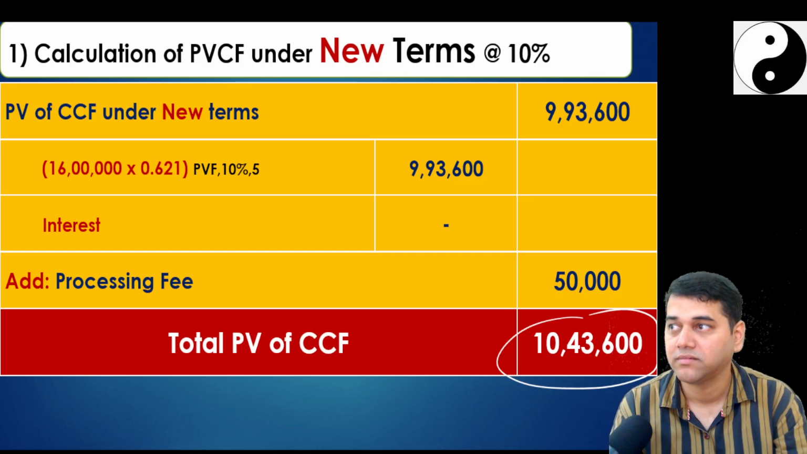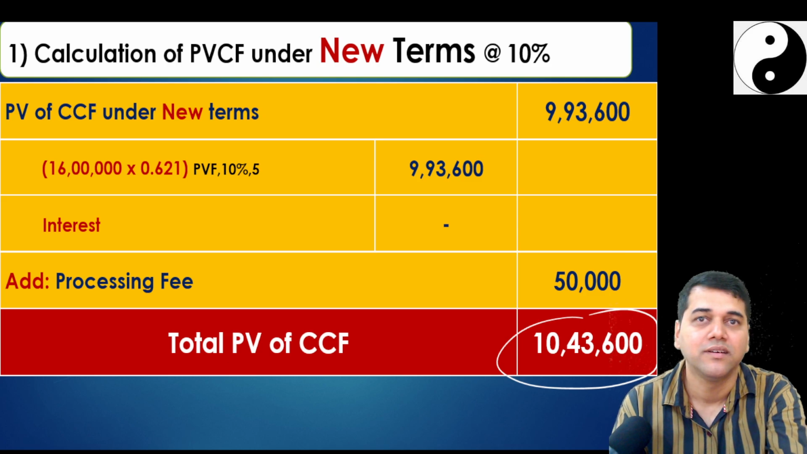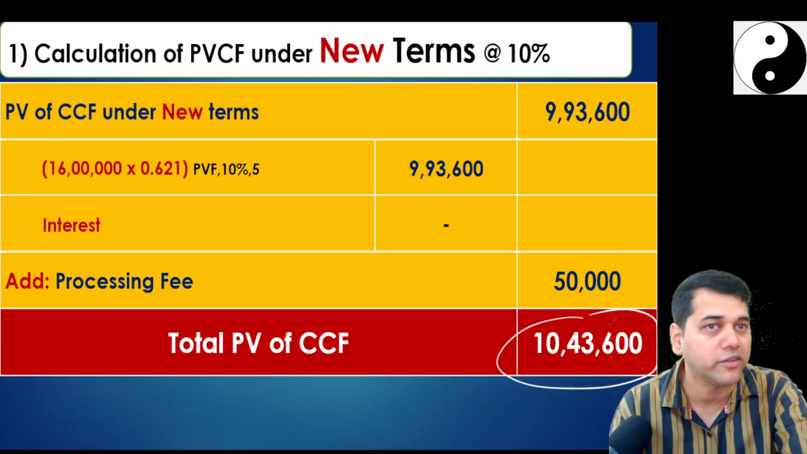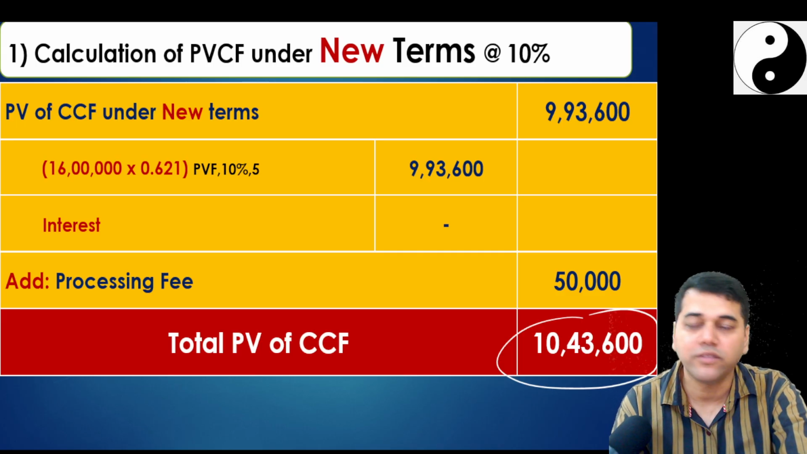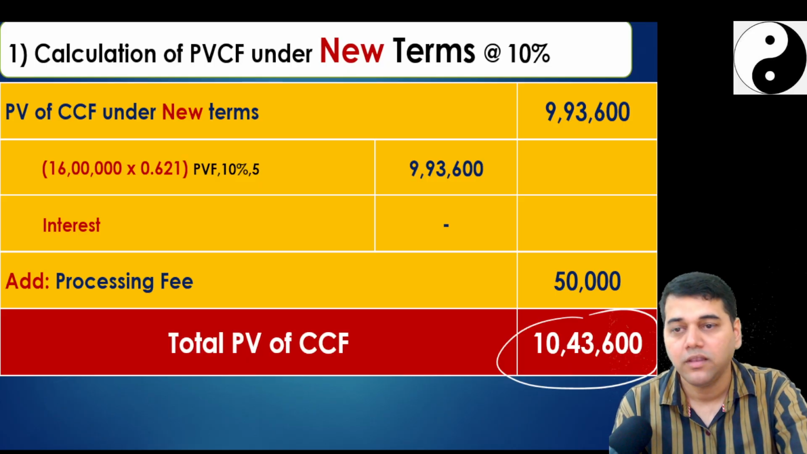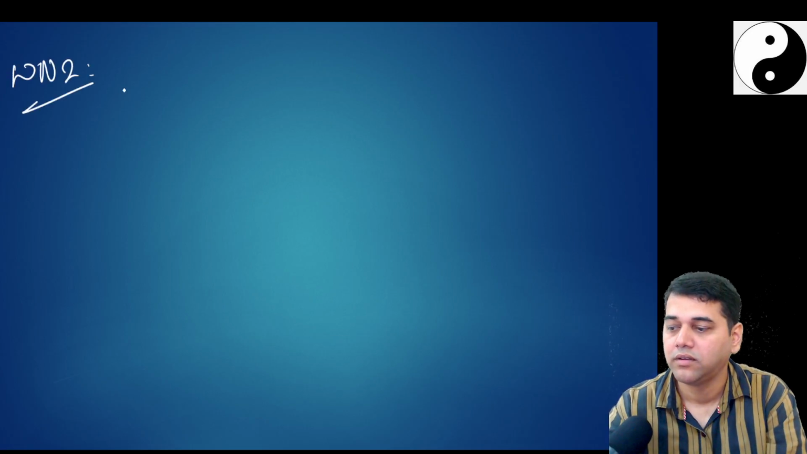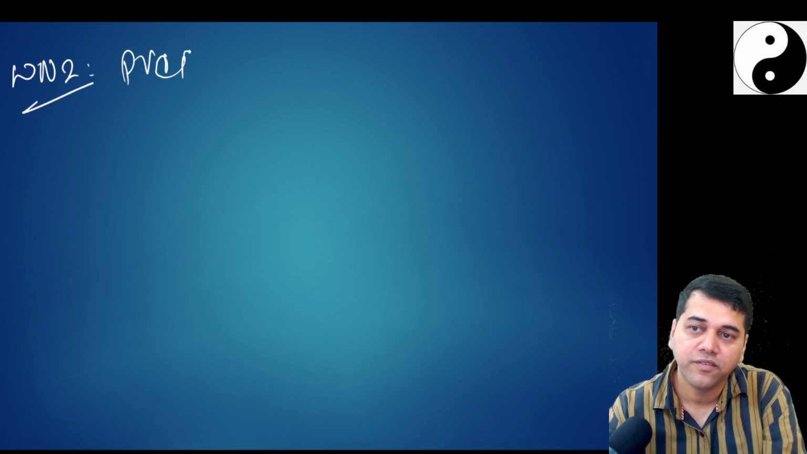Substantial test. Otherwise, neither do I pay this, nor do I prepare any amortization schedule. So this number is not used anywhere other than the substantial test. Now, what is my second working? PVCF of old at 11%.